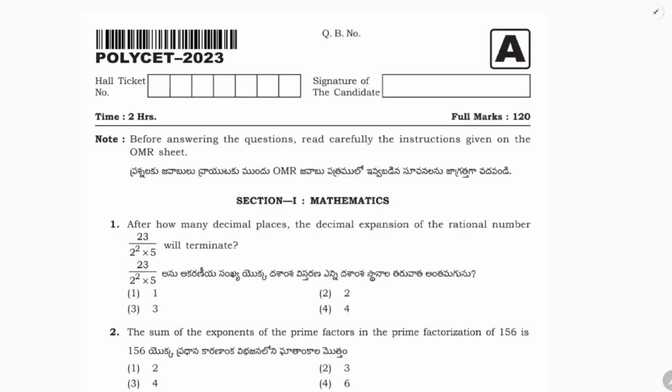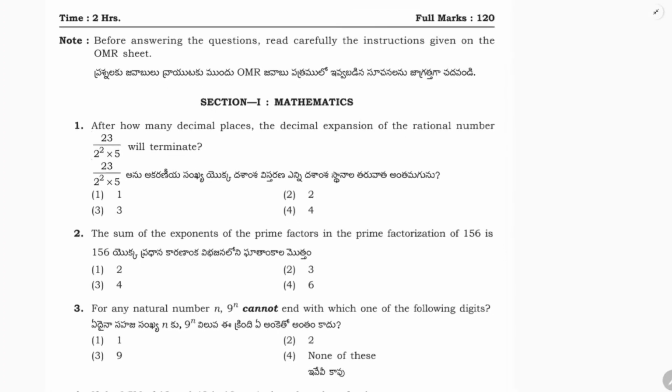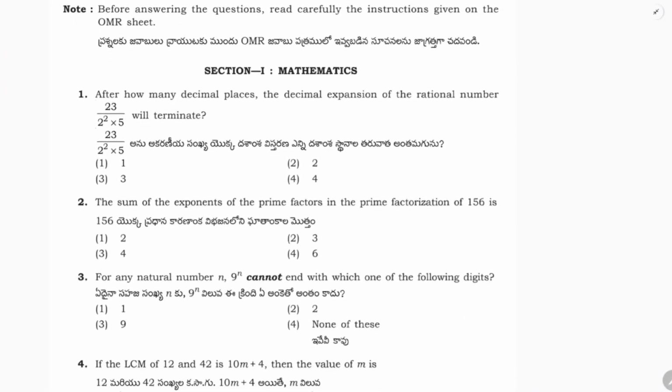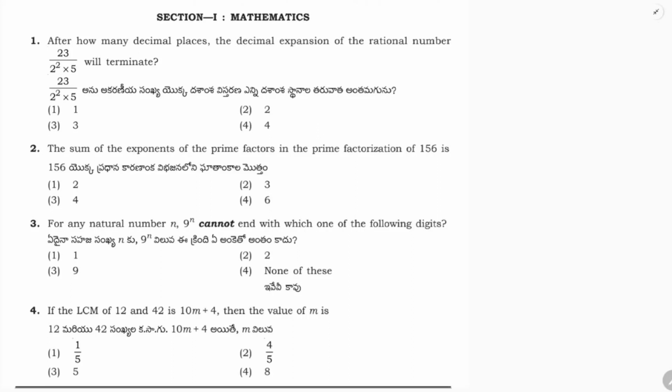So here, the first question is: after how many decimal places does the decimal expansion of the rational number 23 by 2 square times 5 terminate? To tell the number of decimals, for 2 power m into 5 power n, whichever power is bigger, that many decimals we'll get. Here we'll get 2 decimals. So the correct option is 2.